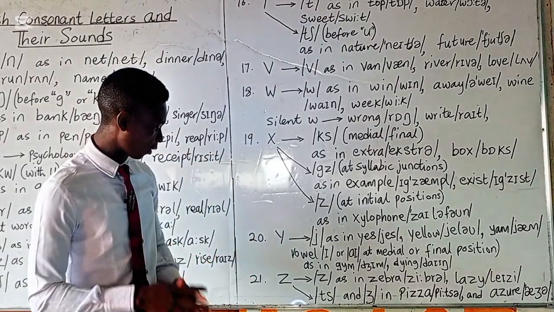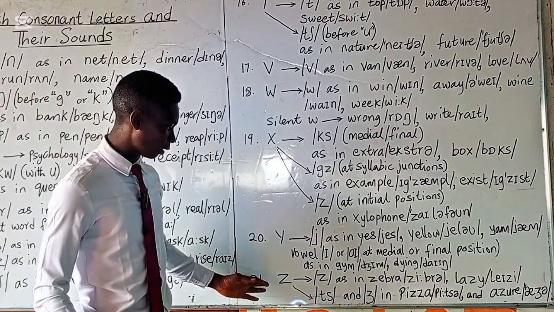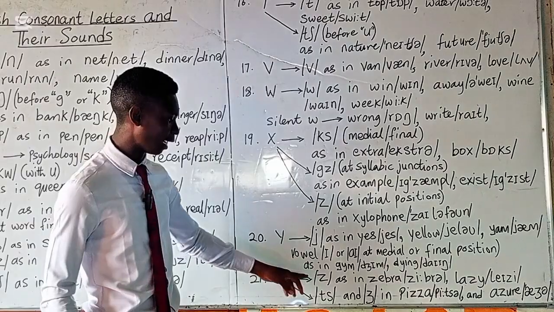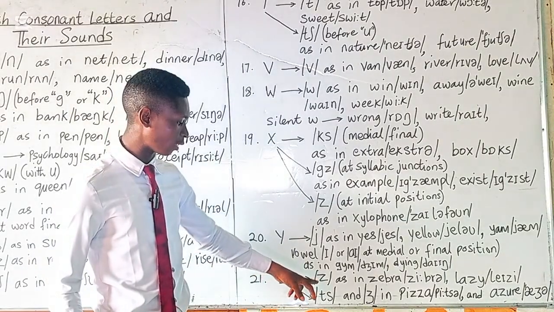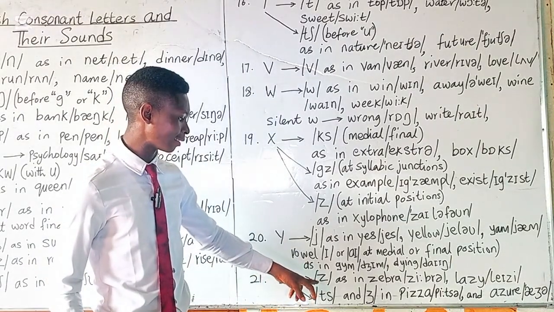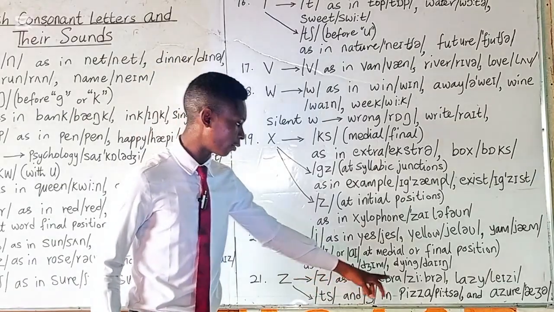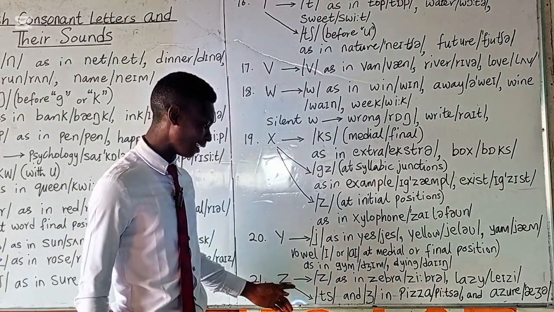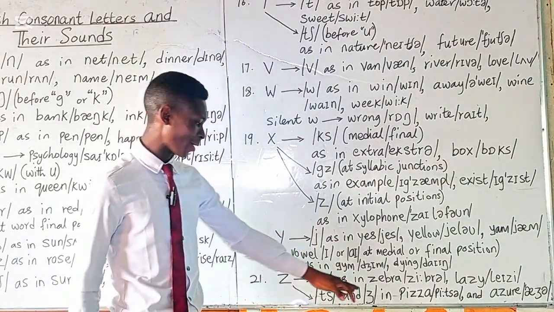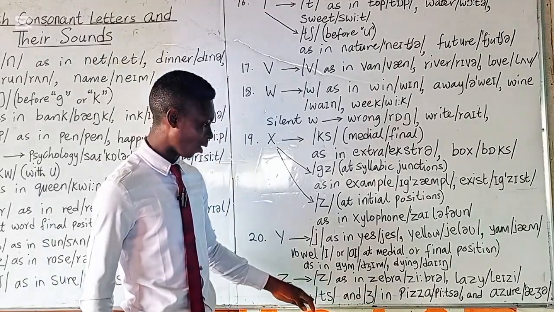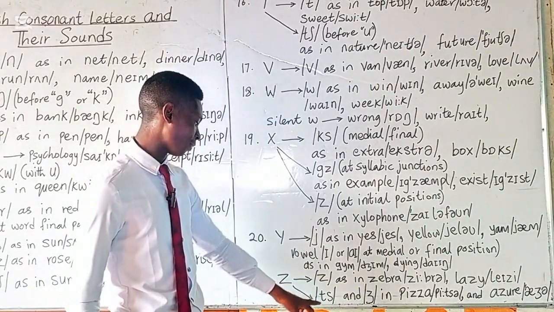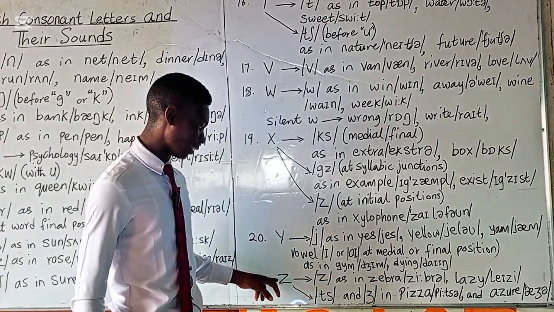So note that, and also note that we have letter Z. Letter Z can be realized as the voiced alveolar fricative sound, Z, as in zebra. We have lazy. You can also realize it in these two words. These are often mispronounced words. And look at the sounds we have in place of letter Z.